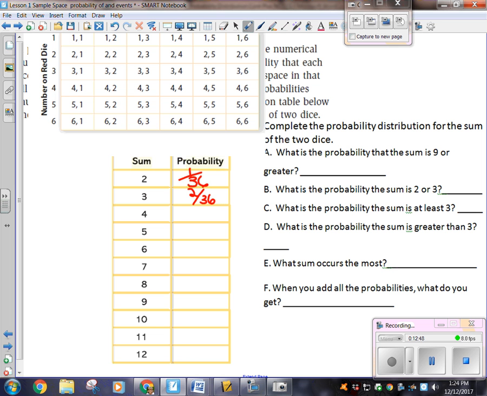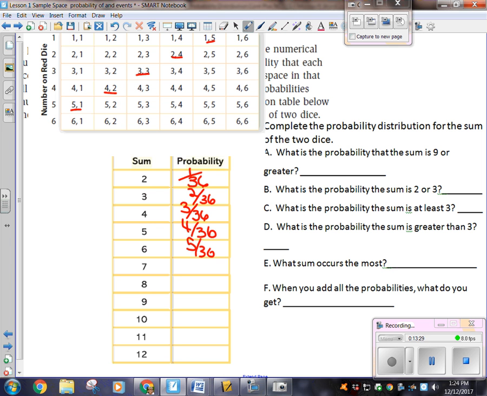How many chances of getting a 4? 3. There's a pattern here. How many chances of getting a 5? It's like a diagonal pattern. If I want to count 5, it's 1 and 4, 2 and 3, 3 and 2, and 4 and 1. 4 chances out of 36. How many chances of getting a sum of 6? 5. So we get 5 and 1, 4 and 2, these. That gives me 5 chances out of 36.